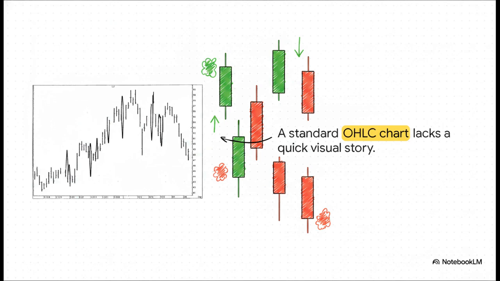Candlesticks take that exact same information and add a crucial third dimension, a thick rectangular body and vivid color. Suddenly, those upward and downward days just pop out at you instantly, making the data so much easier to read.